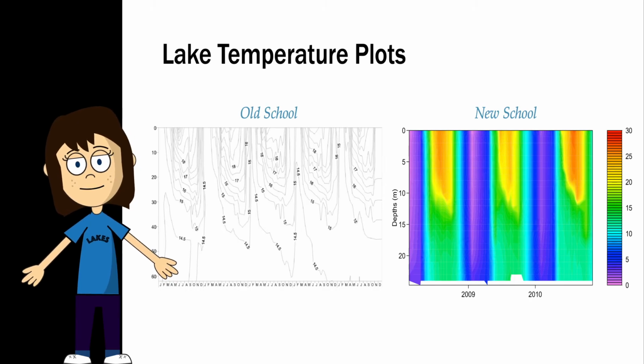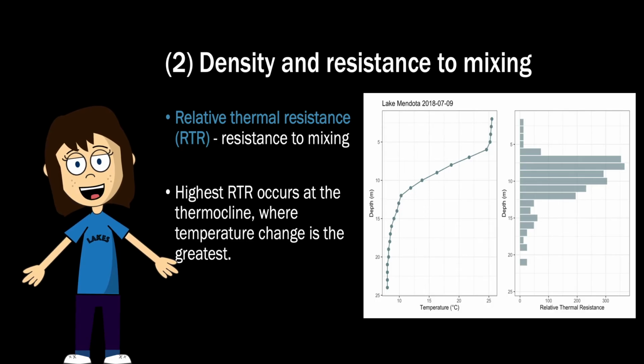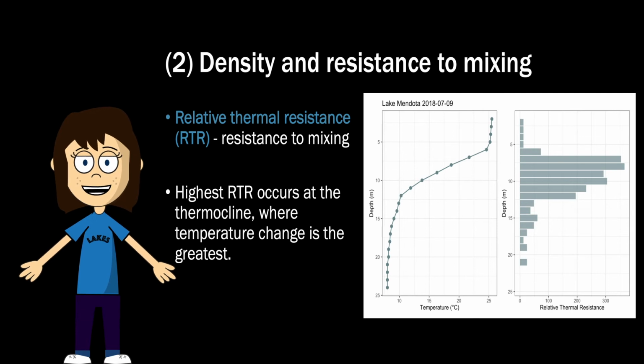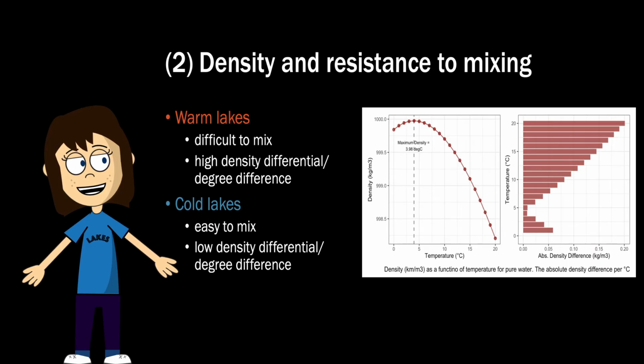So now that we've learned about how lakes stratify, let's step back a minute and think about density and resistance to mixing. We've learned about relative thermal resistance, and that the highest relative thermal resistance occurs at the thermocline, where the temperature and density change is the greatest. We've also learned that the density of fresh water does not increase linearly with temperature. Instead, as water warms, the density differences become bigger. So the difference in density between water at 19 and 20 degrees Celsius is much larger than the density difference between water at 5 and 6 degrees Celsius.